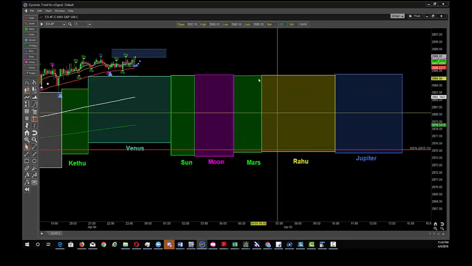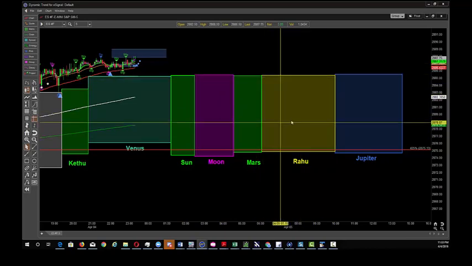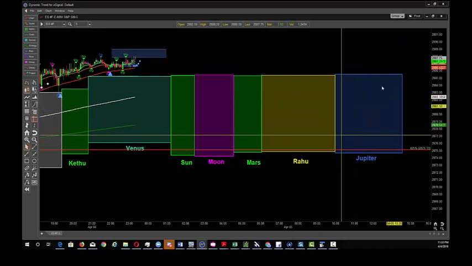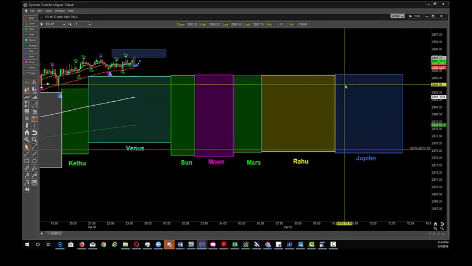Except for this volatility here. After that, we should probably see a retest of the high in this Jupiter window. Let's see how that fills out. I'm going to stop this video and come back and we'll take a look at it tomorrow.